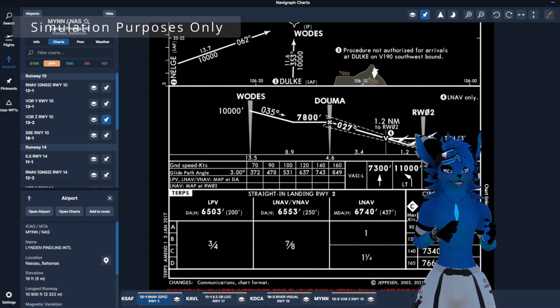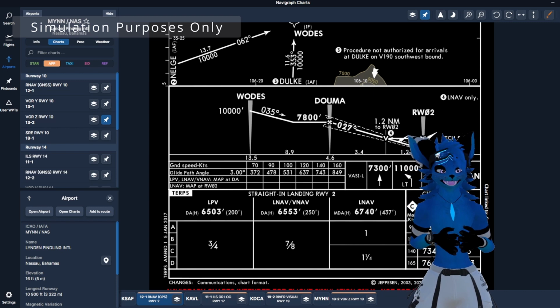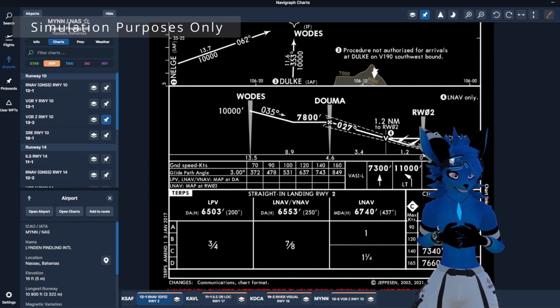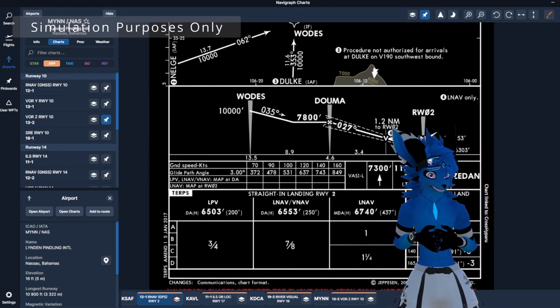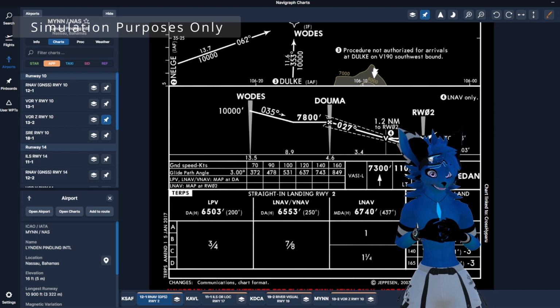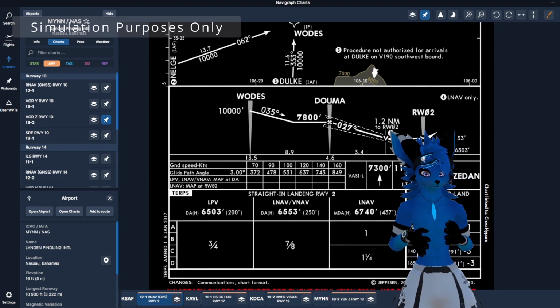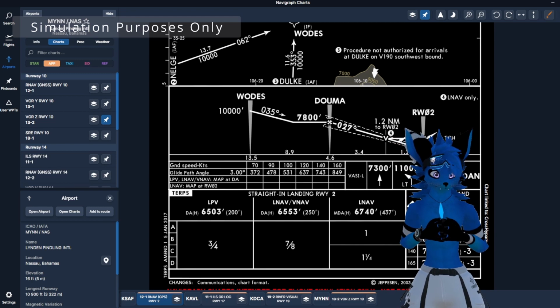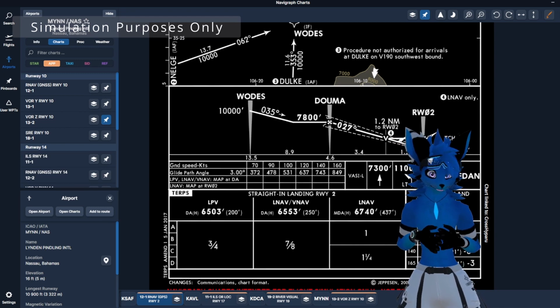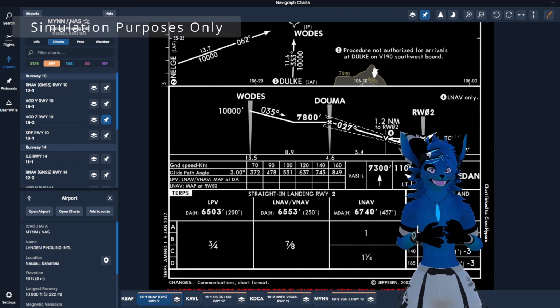And in order to use the LPV minimums, your plane has to be LPV equipped. So our LPV decision altitude is 6,503 feet with 3/4 of a mile visibility. Our LNAV/VNAV minimums are 6,553 feet with 7/8 of a mile visibility. And then if we're LNAV only with no VNAV capabilities at all, our minimums get bumped up to 6,740 feet. If we're a category A or B plane, it's a mile visibility. If it's a category C or D plane, it will be 1.25 miles.